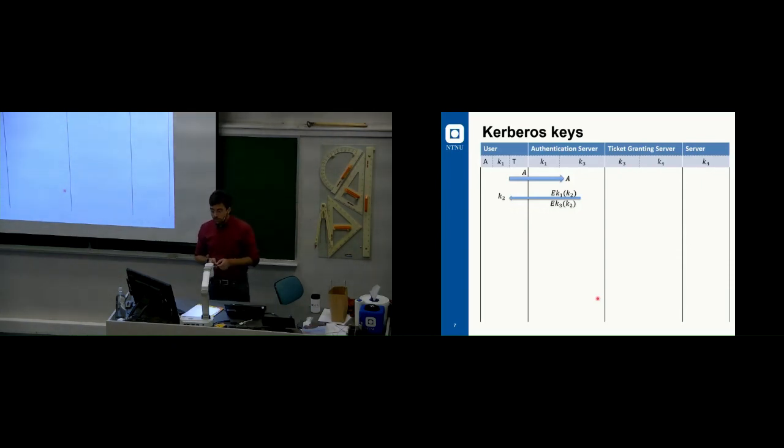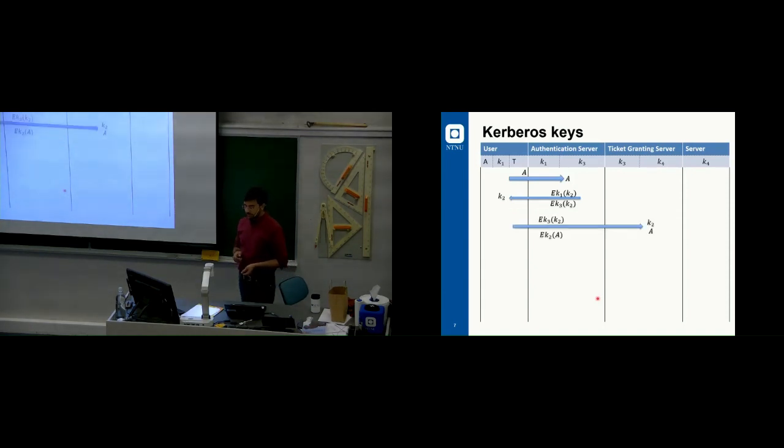It also sends K2 encrypted using K3. But when the user receives it, the user only has K1, so he can only decrypt the above part and receive K2. For the below part, he will not be able to decrypt it because he does not have key K3.